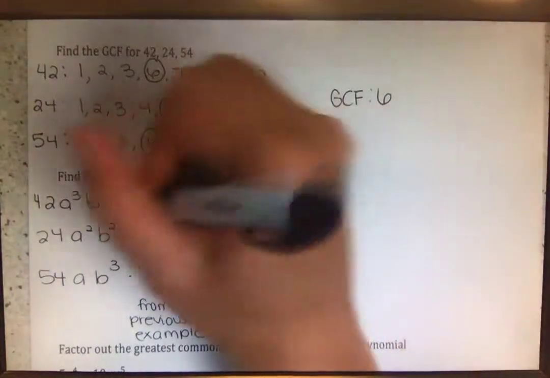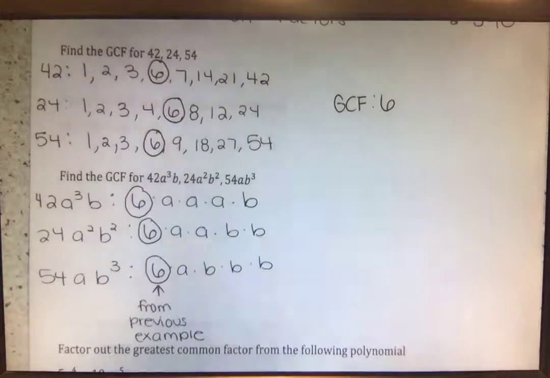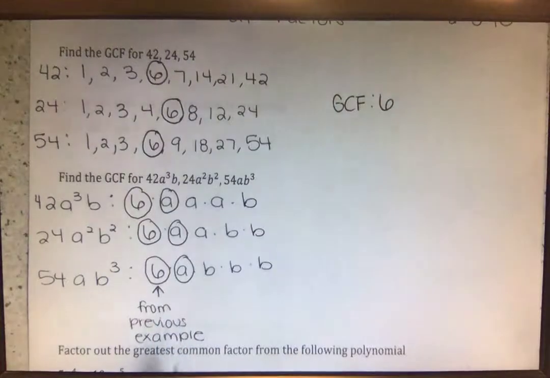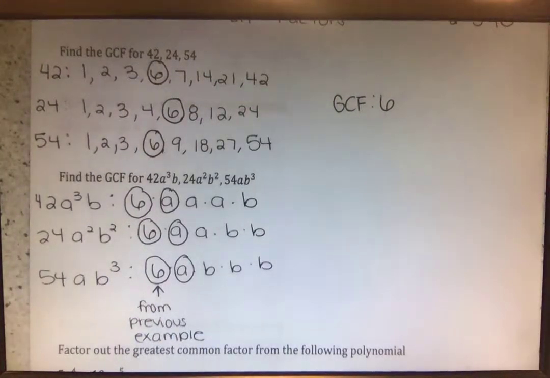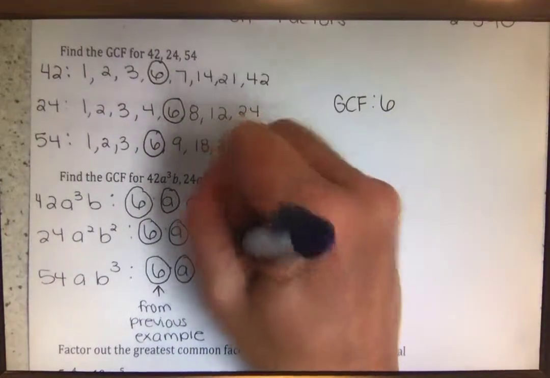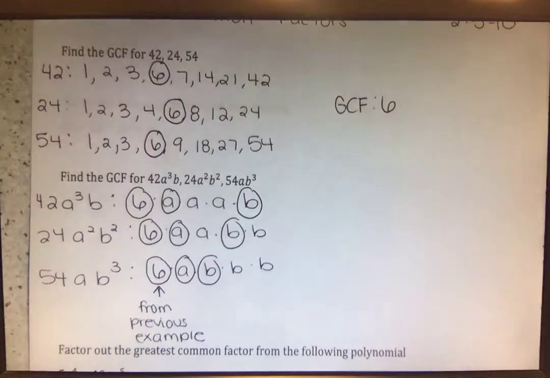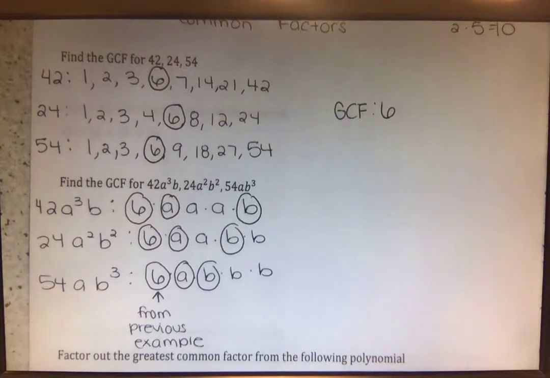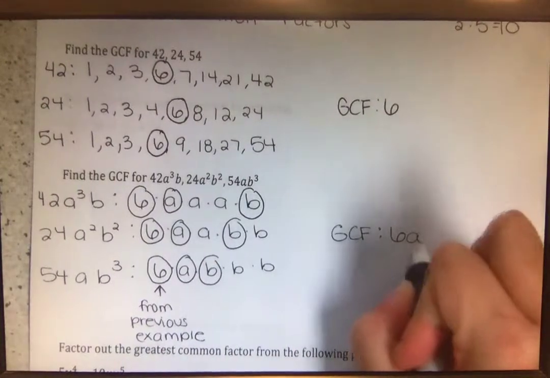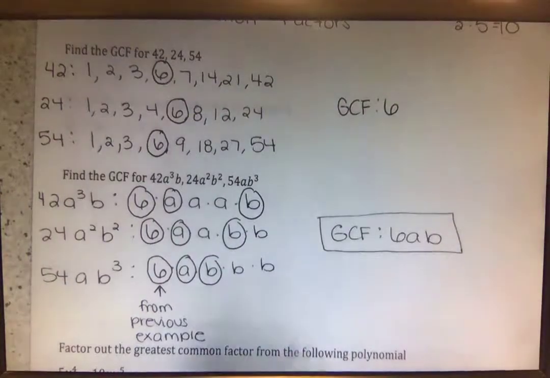So trying to see what they all have in common. So they all have the 6 in common from our previous example. They all have 1 A in common. This last one only has 1 A, so we can't have more than 1 A in common. And they all have 1 B in common. Likewise, this first one only has 1 B, so they can't have more than 1 B in common. So our GCF is 6AB. That's going to be our final answer.